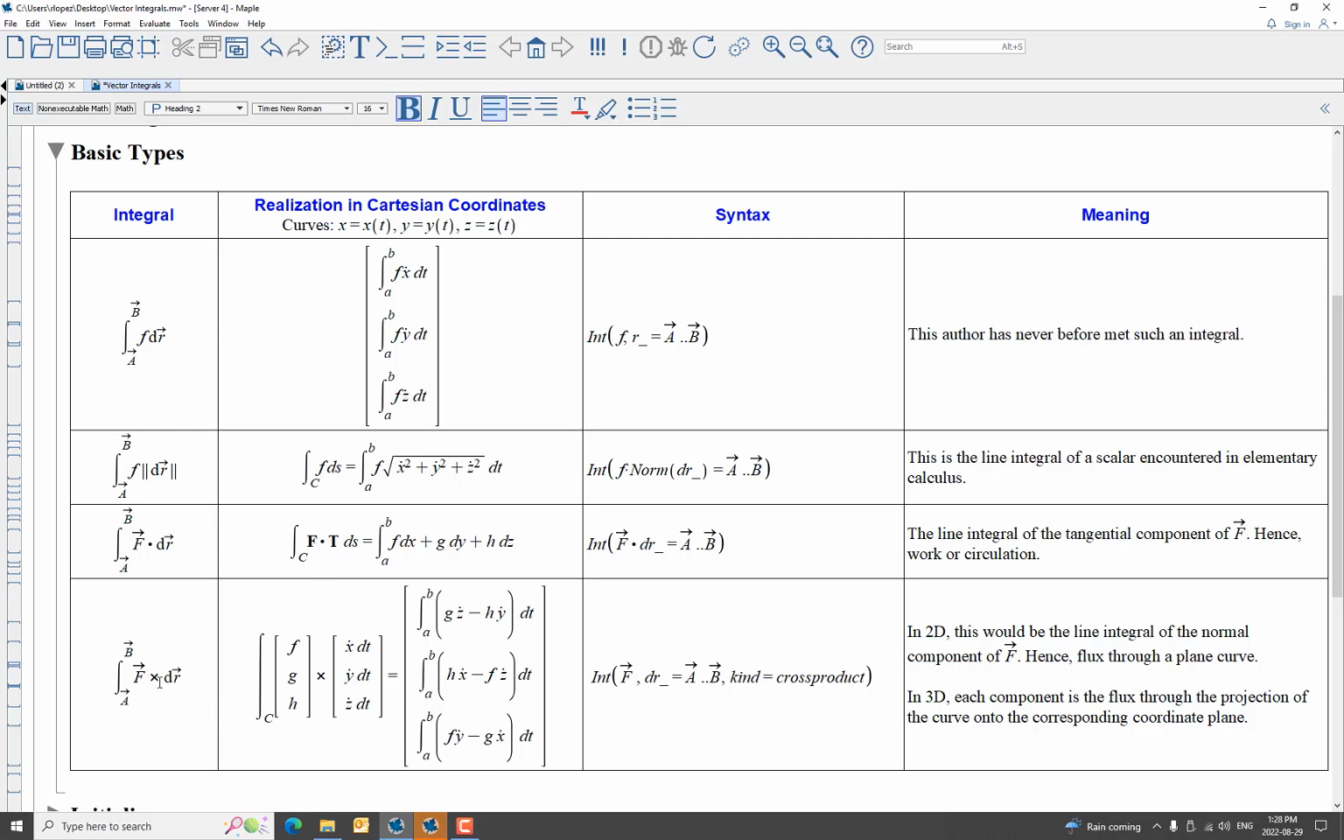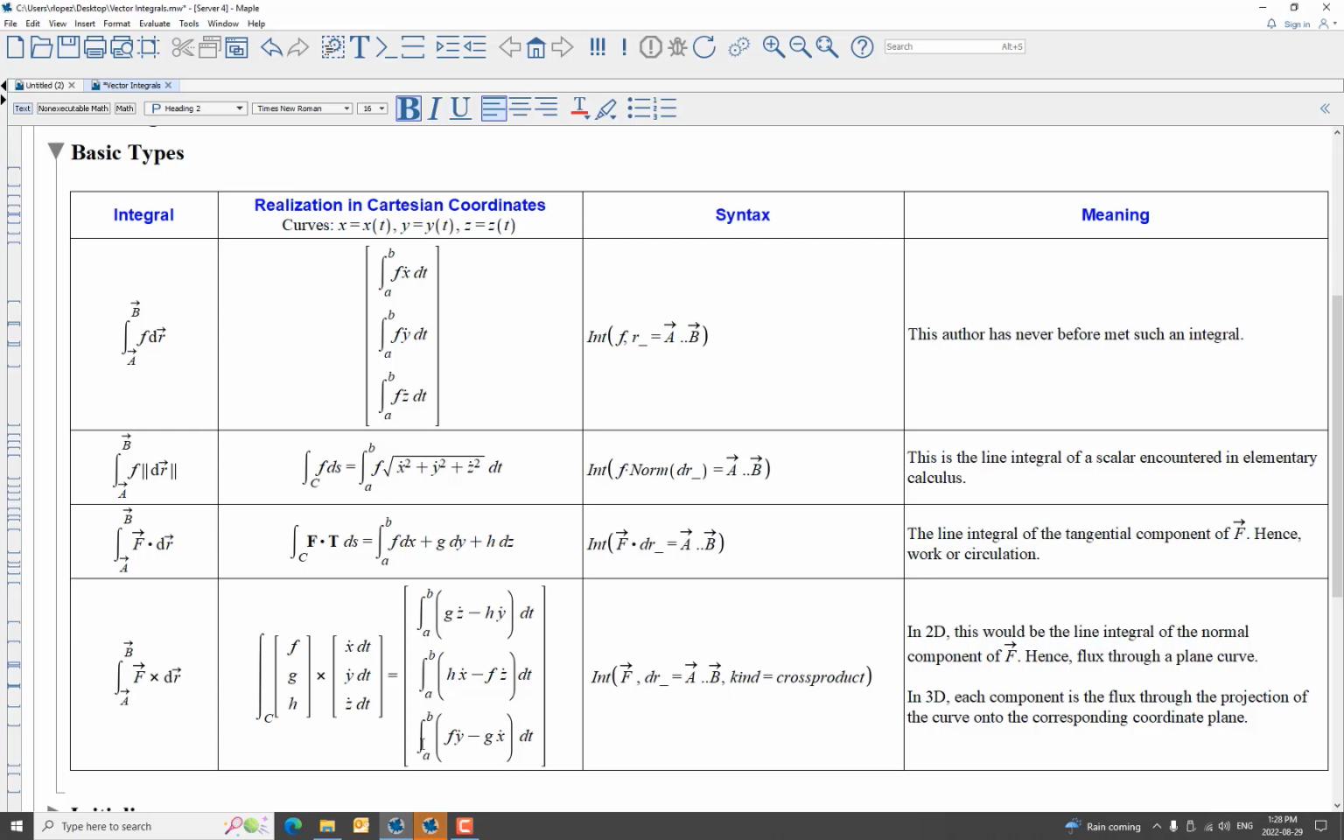F cross dr, vector cross dr. So you have this vector, assuming its components are f, g, h, cross. What would be a representation of dr? Well, here's one representation, Cartesian coordinates. Take the cross product, and you will get a vector with these integrals.